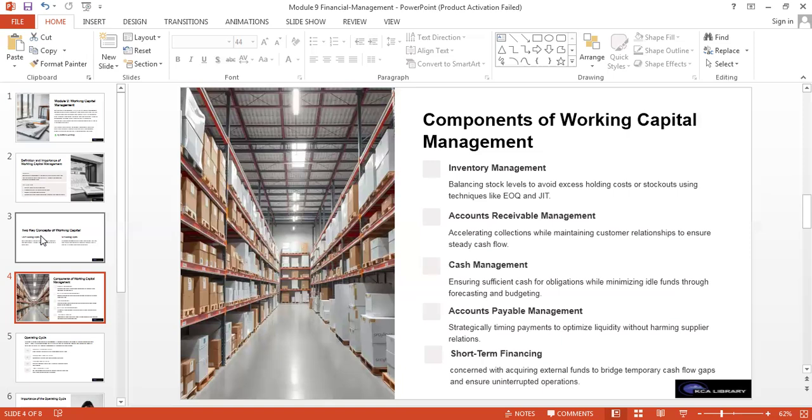We have cash management, and this is ensuring that there is sufficient cash for obligations while minimizing idle funds through forecasting and budgeting. Accounts payable management deals with strategically timing payments to optimize liquidity without harming supplier relations. And lastly, short-term financing is concerned with acquiring external funds to bridge temporary cash flow gaps and ensure uninterrupted operation.